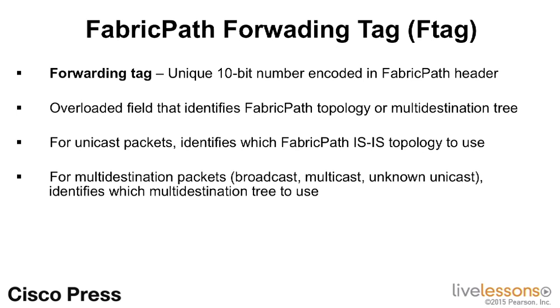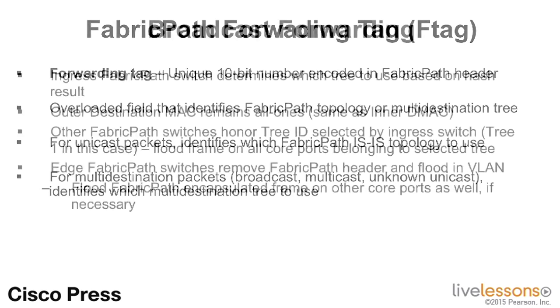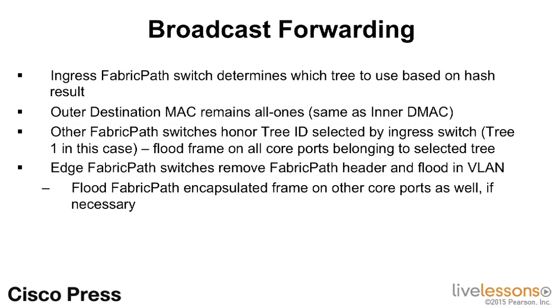Each switch forwards the packet based on the lowest cost to the root. Once the root receives the packet, it forwards it to all the switches in that F tag except the switch from which it was received. So it implements a mechanism, much like multicast, to avoid forwarding data back to the switch from which it received it. So how is broadcast forwarding accomplished in a FabricPath cloud?